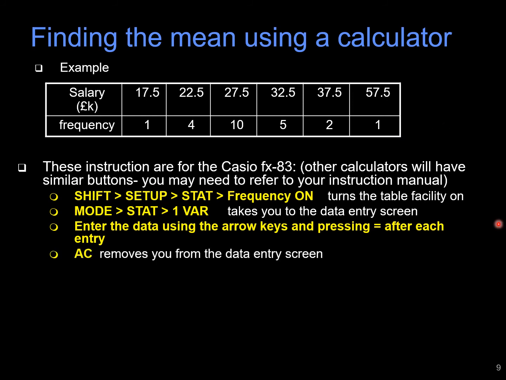Once you've entered all the data, you press AC, and that takes you out of the data entry screen. Now you can find out what the mean is of those data. To do that, you simply press Shift, Stat, var, x bar, equals, and it'll give you the mean. So in this case, 29.46 thousand.